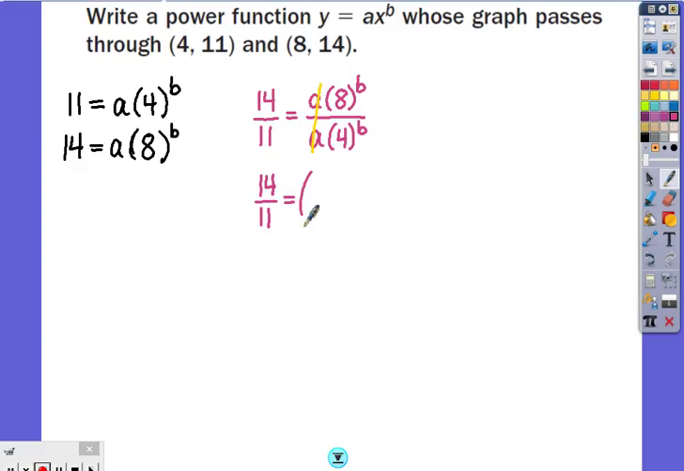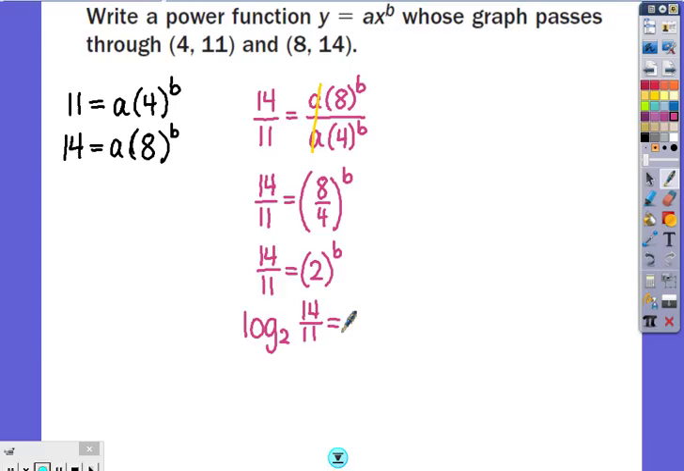Since both of those have the same power, I could call that 8/4 to the b. That's 2. If I'm trying to solve for b and it's up there, we're going to go with a log. Log base 2. Type that baby in and I've got an answer. .3479. Off to find the a.